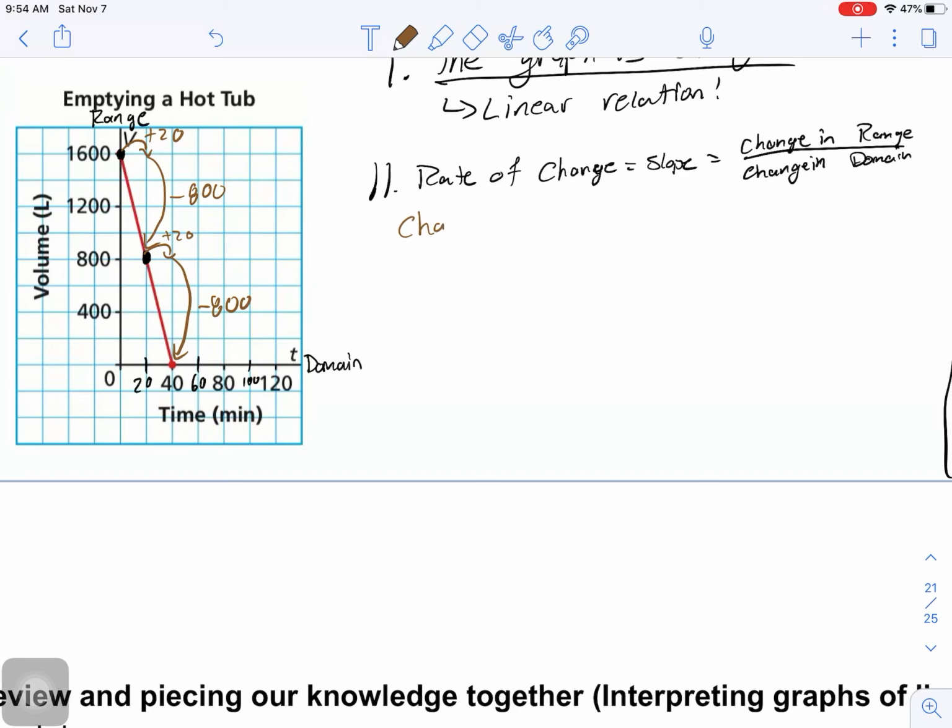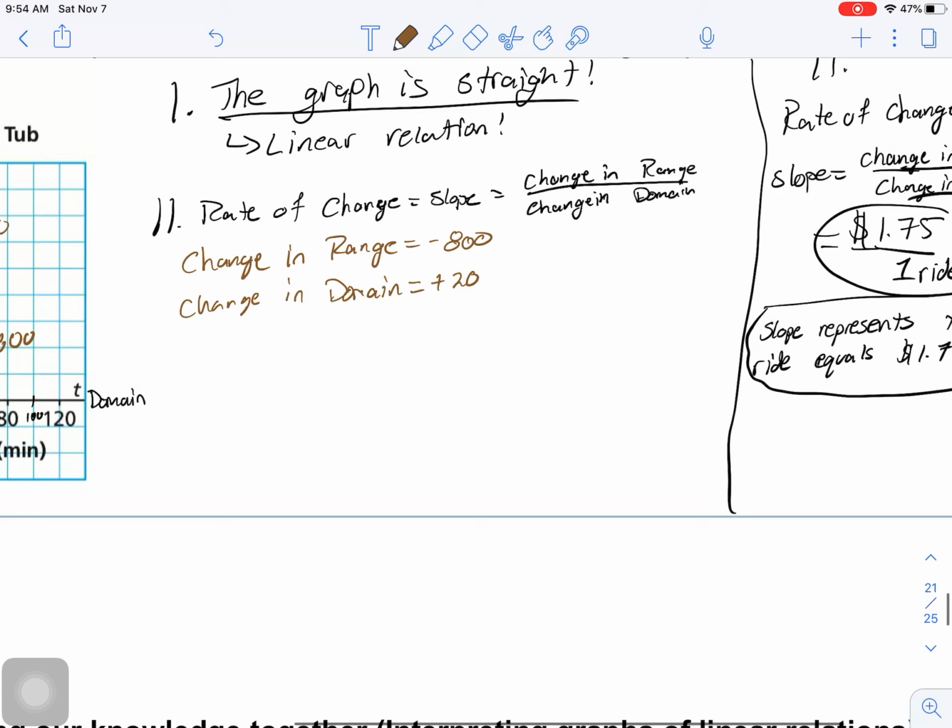So it looks like our change in range. What does our change in range equal? Well, our change in range equals negative 800. What's the change in domain? The change in domain, we're going over plus 20 every time. So plus 20. And then from here, we can actually plug this in.